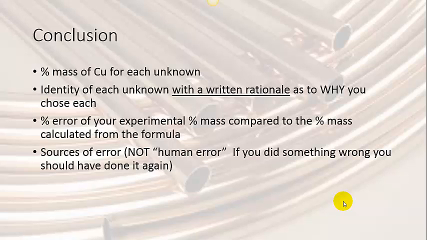Also include your percent error for your experimental percent mass compared to the percent mass that you calculated for the formula. Also include the sources of error. Please do not say human error, okay? So if you did something wrong and you know it, you should have just done it again. So don't say, well, I could have spilled some. Well, did you spill some? If you did, then you should have redone it, okay? So that's not the type of error that we're looking for. Think about measurement, think about each of the steps, and even though you did your best, what could have been the error in that step or in that measurement.